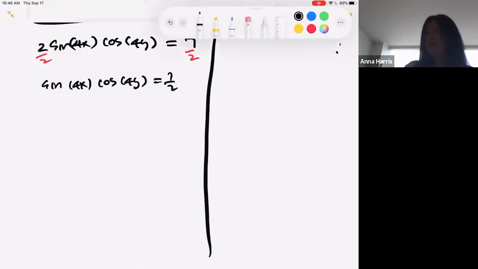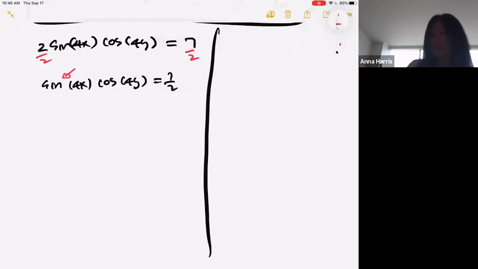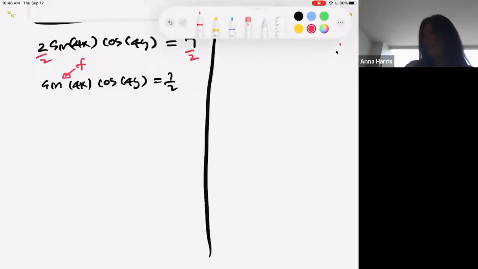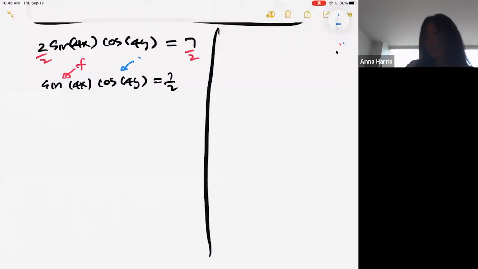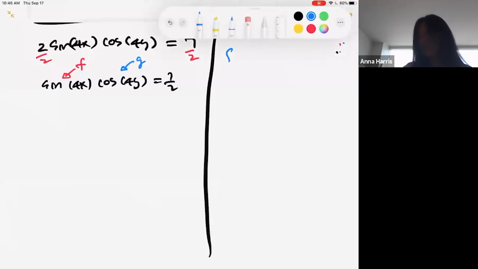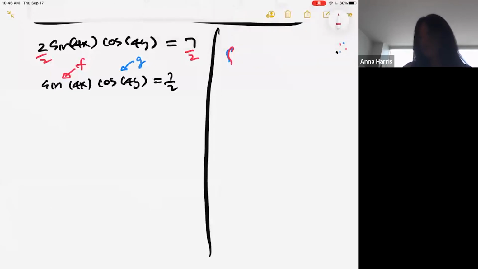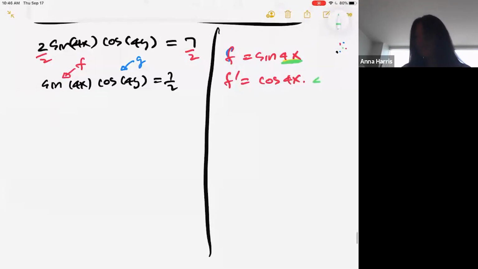Now, I'm going to call this first thing over here f, and I'm going to call this my g. I'm not skipping steps, so you can see what I'm doing. So f is equal to sine 4x. So f prime is cosine 4x times what? The derivative of 4x, which is simply 4.